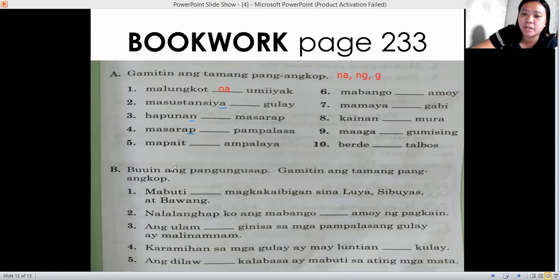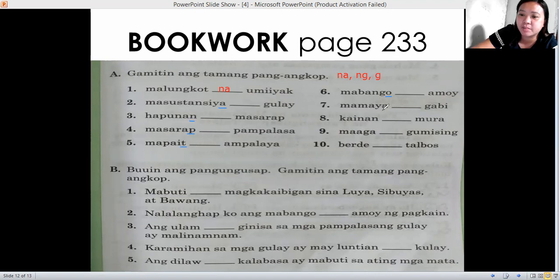Okay, now let's go to number 5. Mapait, blank, ampalaya. It ends with letter T, a consonant. So, what are you going to use? Is it na, ng, or G? Ready? Write your answer. Okay, let's go to our number 6. Mabango, blank, amoy. It ends with letter O, a vowel. So, what are you going to use? Is it na, ng, or G? Ready? Write your answer.